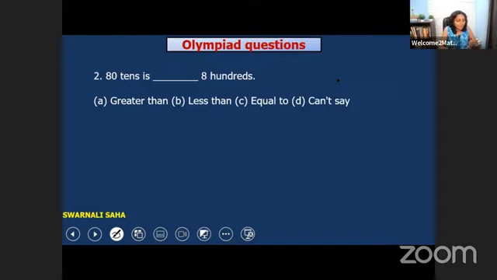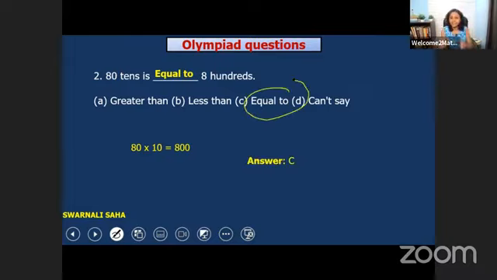Eighty tens is 800. 80 tens means 80 into 10. So it is 800. So obviously it would be equal to. Okay, so our answer would be C. Option C is equal to. 80 tens means 80 into 10. Okay, so it's 800. So 80 tens is equal to 800. So our answer would be option C. Option C is the right one.